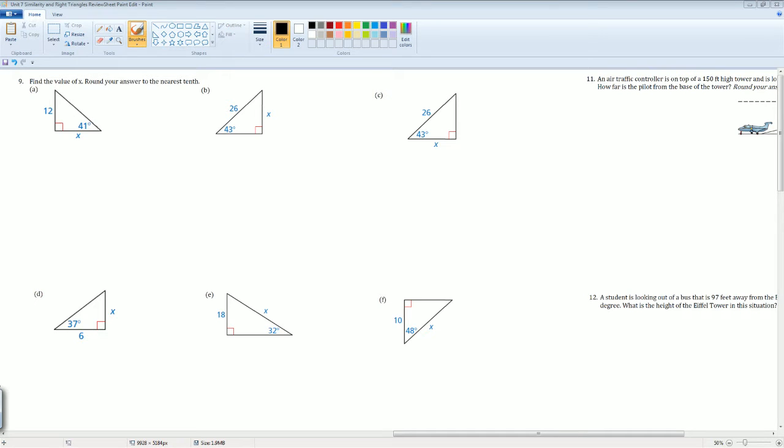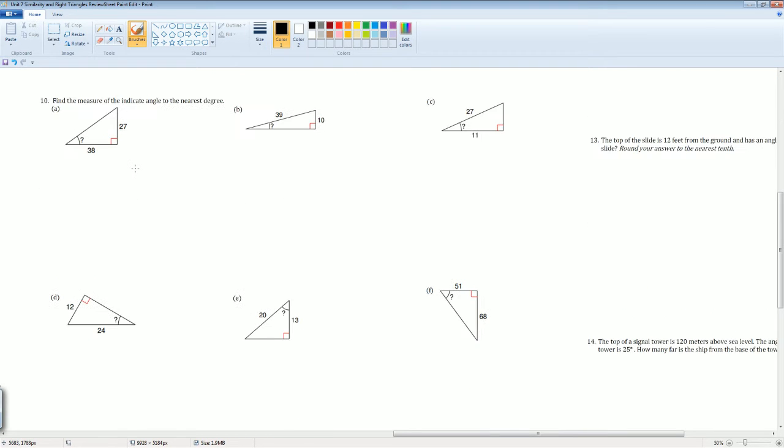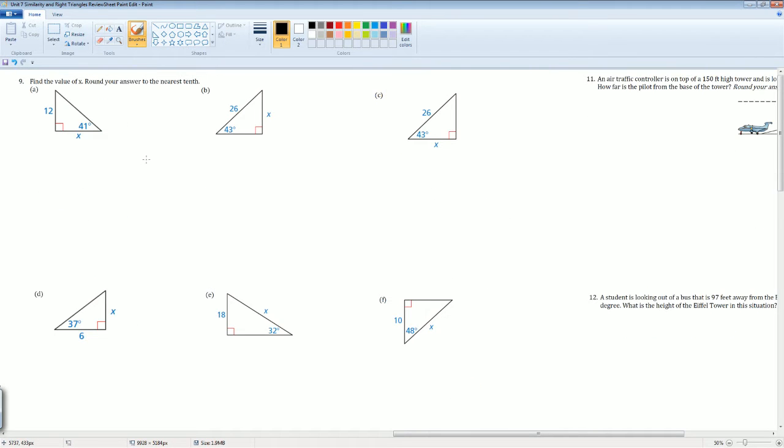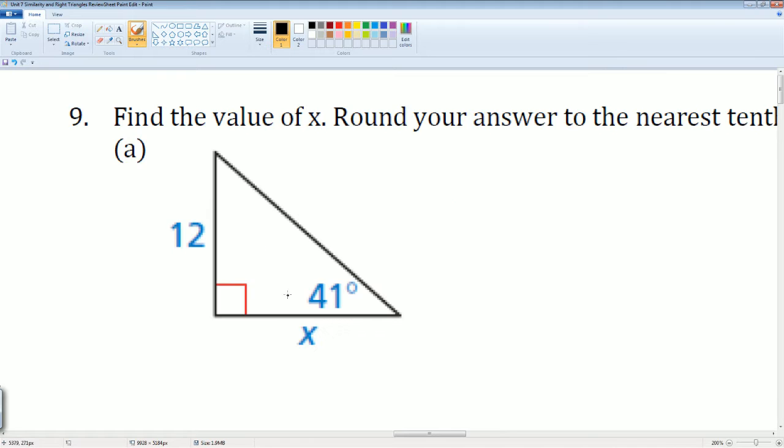Welcome to the IM2. This is Unit 7, Chapter 7's Review Sheet Solution. Here I'm going to cover questions 9 and number 10, which are your trig and your inverse trig. Alright, so let's do this. You have to use Desmos to do this, just to let you guys know.